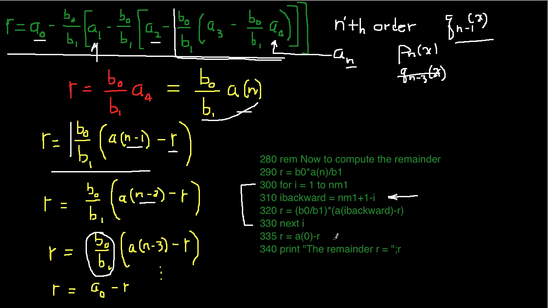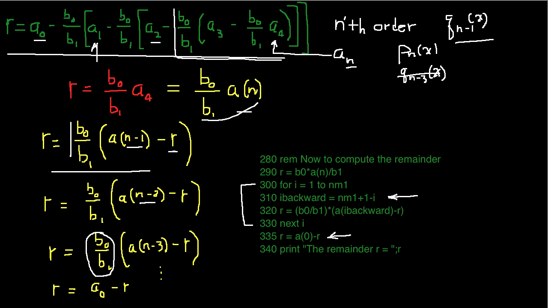So we come down here, and outside the loop, I compute this final estimate for R, which is simply A0 minus the previous estimate for R. In other words, A0 minus R, that's what this is. R is equal to A0 minus R. And at this point, if everything is done correctly, I should have successfully computed the remainder R.